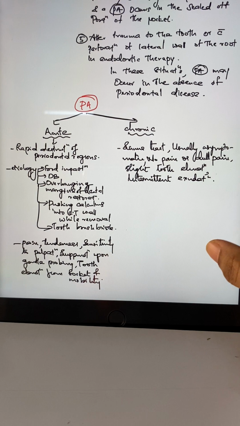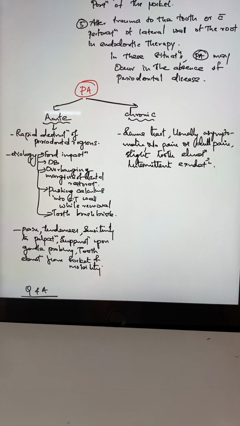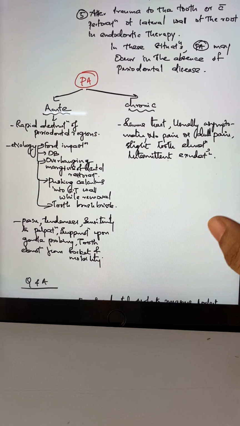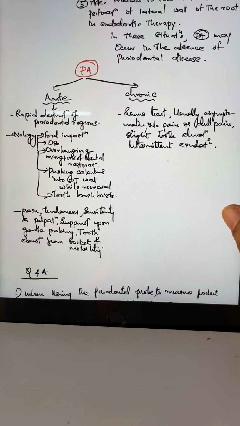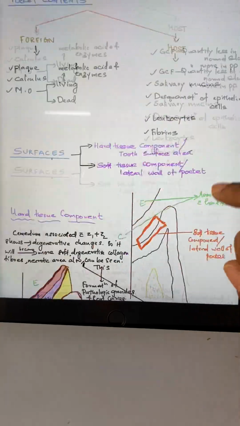It is of two types, acute and chronic. Acute means rapid destruction of the periodontal regions due to food impaction, overhanging margins, calculus, or toothbrush bristle, etc. And the chronic periodontal abscess is due to the sinus tract, usually asymptomatic, no pain or dull pain, and slight tooth elevation or intermittent exudation can be seen. So this is all about the periodontal pocket.